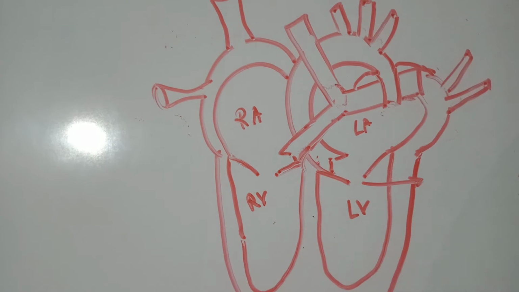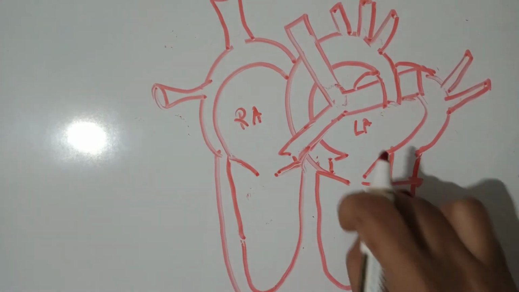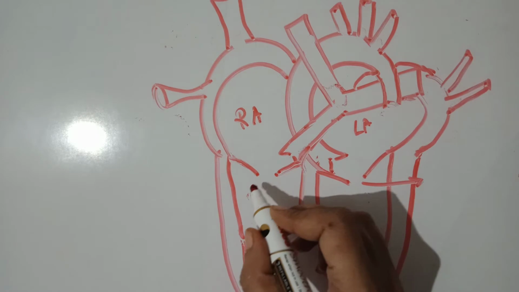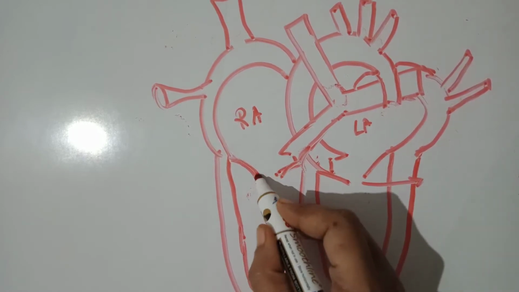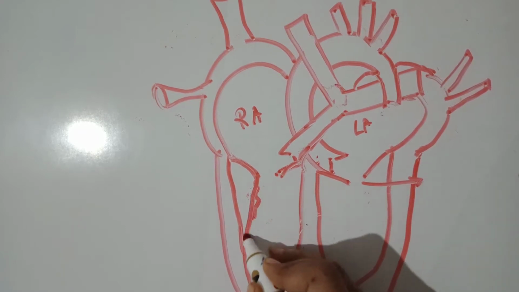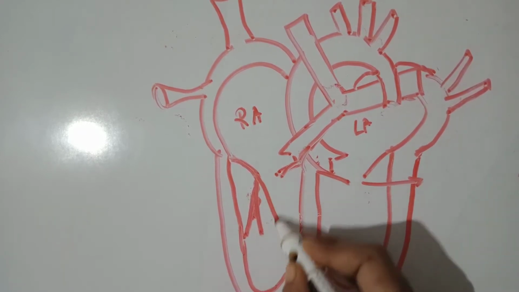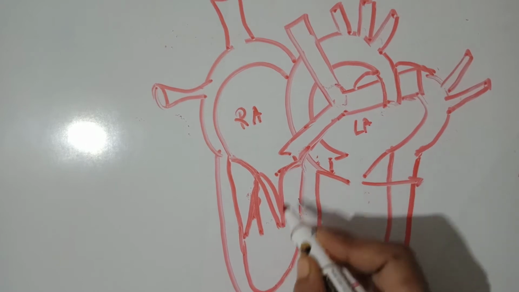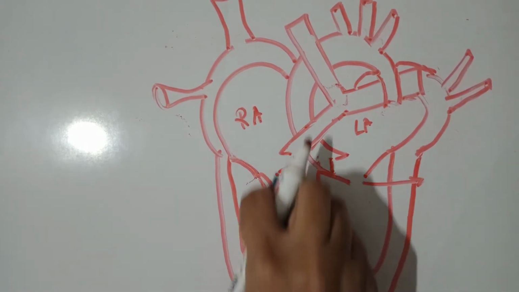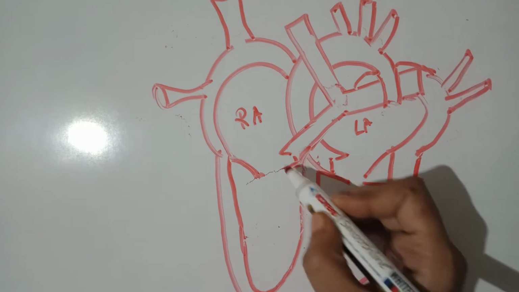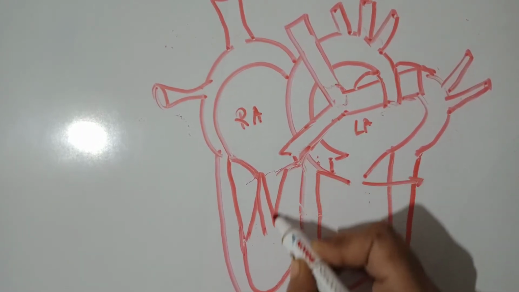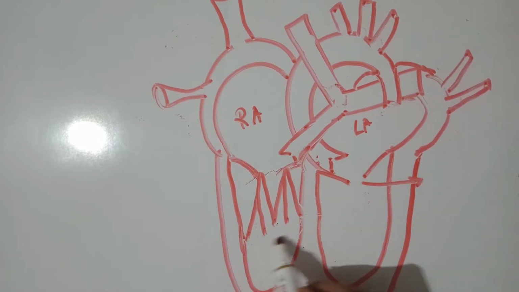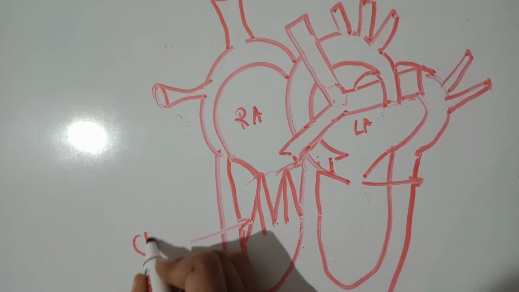Now, these valves are attached to the ventricle walls with the help of some ligamentous cords. These cords are called chordae tendinae. I'll show you these valves. They are connected like this, with the ventricular walls, and so they are called chordae tendinae.